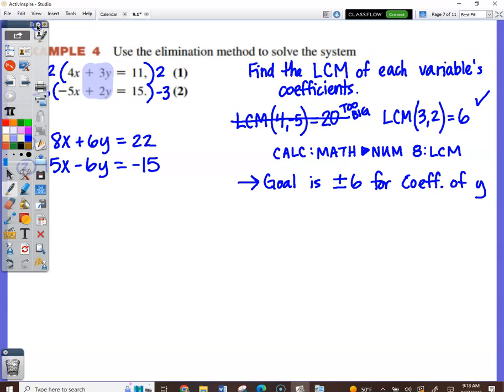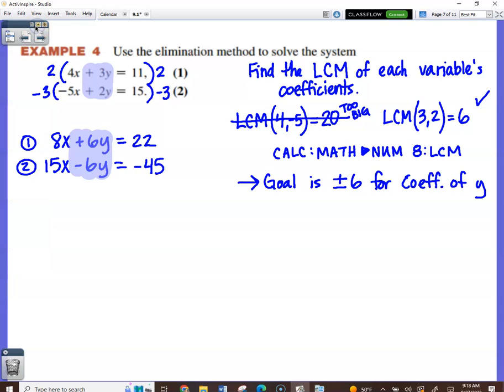Oh, yeah, no, I did. Thank you. Negative 45. I definitely saw 5. I did negative 3 times 5. This was the goal, and we just achieved it, right? So now you're ready. They're already stacked. Now you add straight down. We're going to add the whole thing. So 8x plus 15x, 23x. What happens here? And they're gone. That was the goal. That was by design.